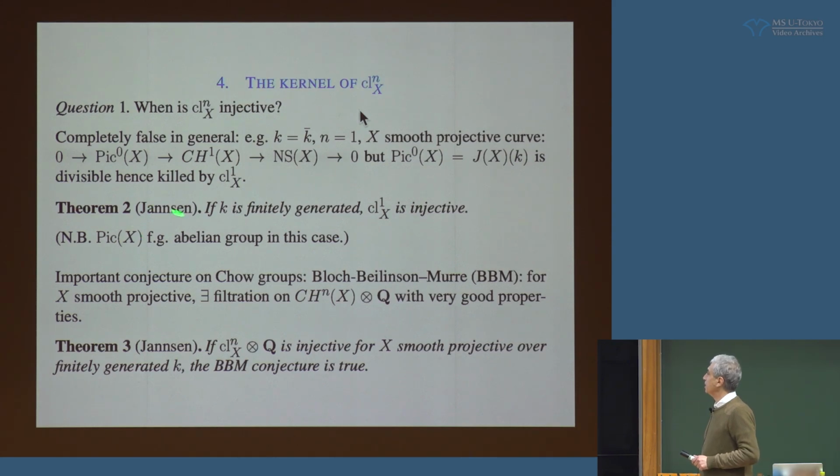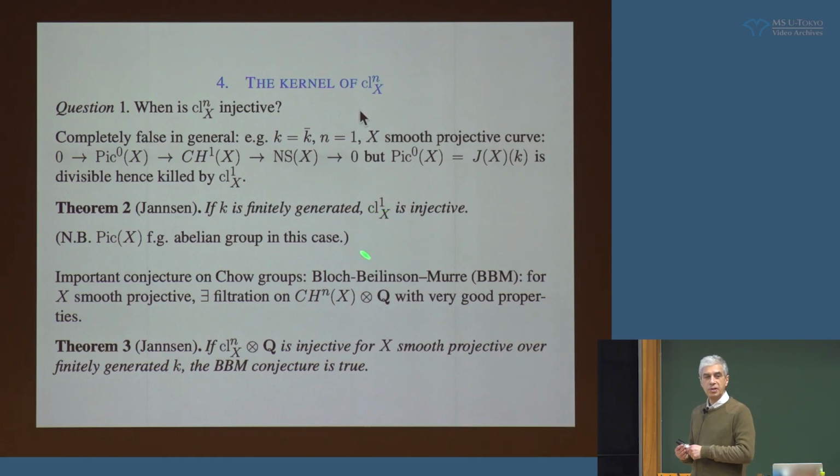But it's a bit too much to ask over a general field, because if you're over an algebraically closed field, well, already for a smooth projective curve and for n equals 1, it's completely false because Chow1 of X sits between the Néron-Severi group, which is finitely generated, and Pic0 of X, which is the points of the Jacobian of X over K. And this is a divisible group, and therefore the whole of Pic0 of X is killed by the l-adic cycle class map. But if K is finitely generated, Jannsen proved that this map is injective.